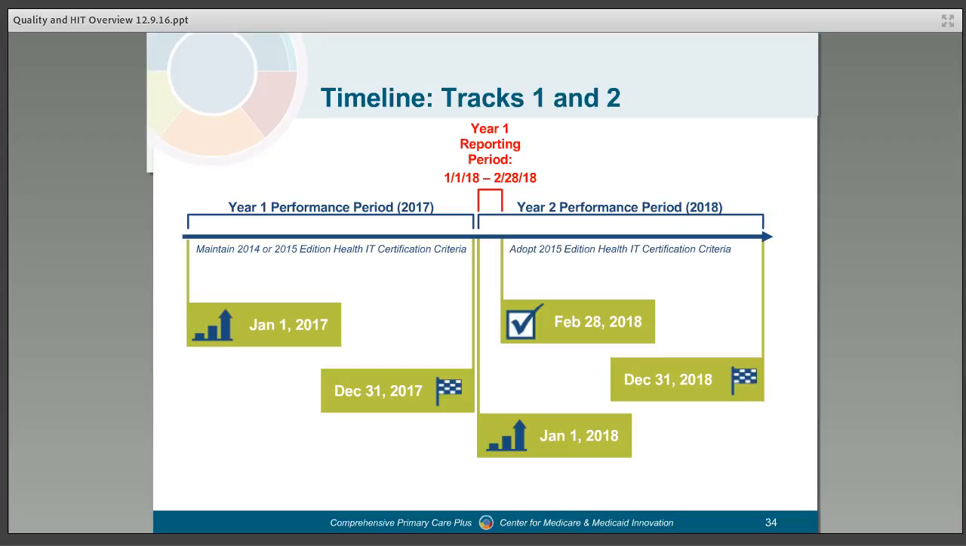As a reminder, for the Year 1 performance period, you must maintain 2014 or 2015 edition Health IT. And for Year 2, you must adopt or maintain 2015 edition Health IT based on the certification criteria for 2015 edition. So please make sure that you're planning on that with your vendors and you're ready to go. Those are the timelines for Tracks 1 and 2 for the first year and the performance period.